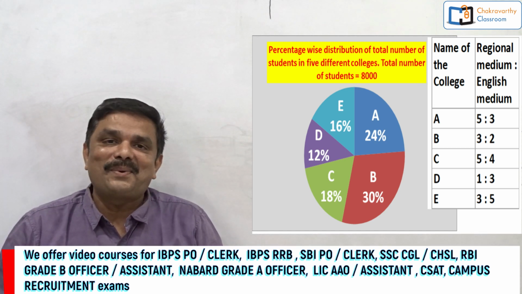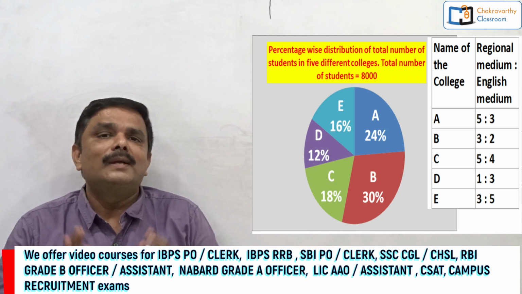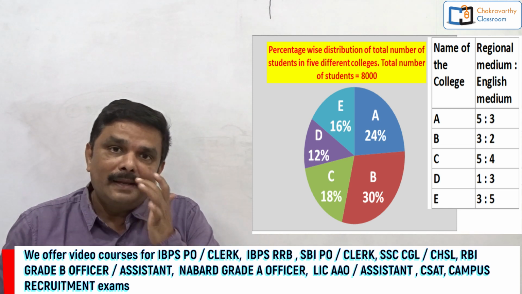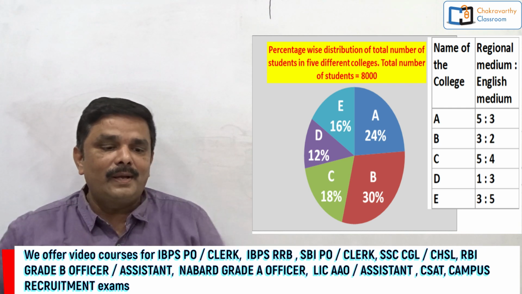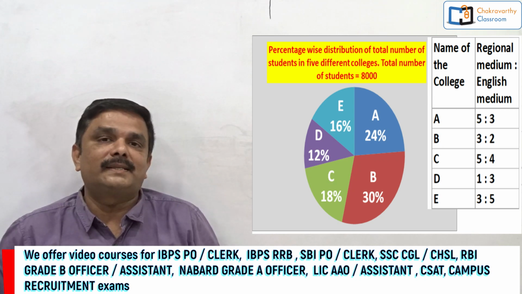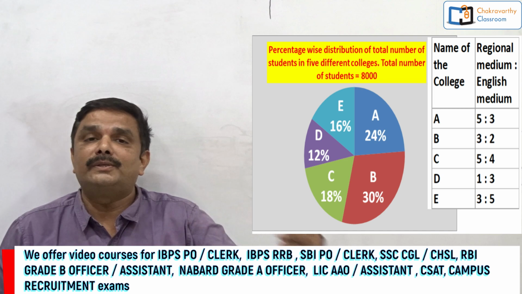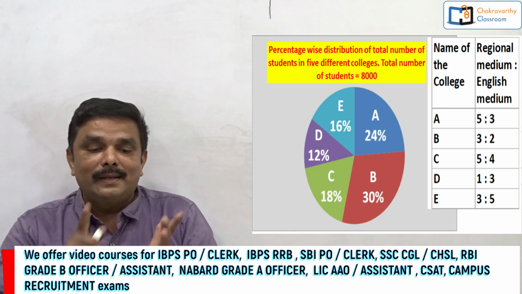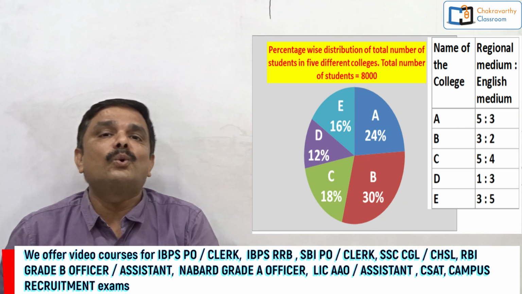What analysis is required here? A small question, right? Not very big analysis is required here. Simply 2 types of data are available for me. Both are interrelated. In the pie chart, they have shown the distribution of 8,000 students number into 5 parts. They have distributed into A, B, C, D, E colleges. Percentage wise distribution they have given. One thing is over. And the next one is regional medium to English medium college wise ratio they have given.